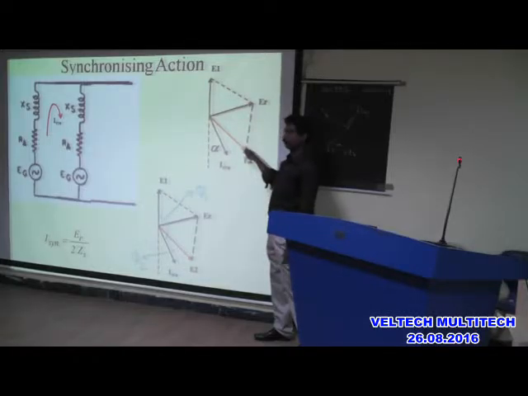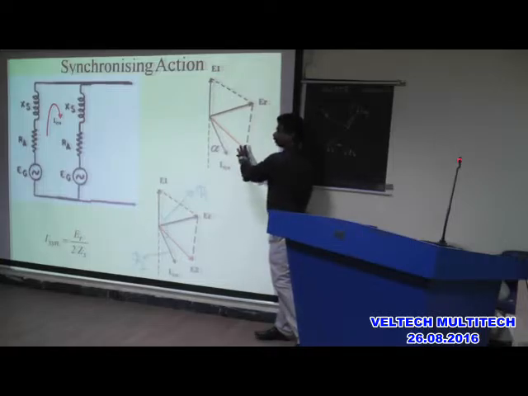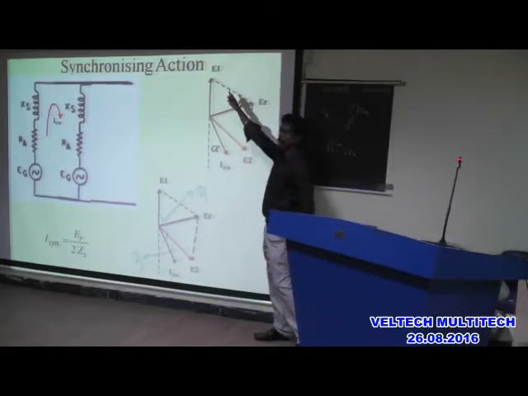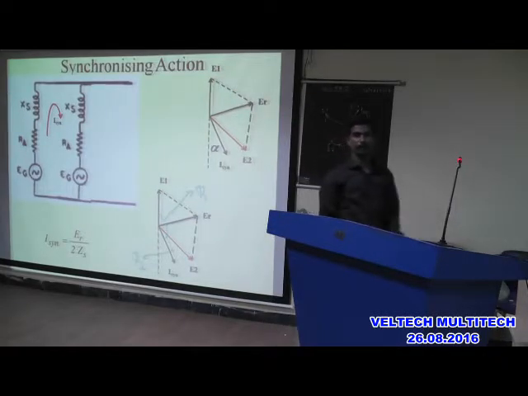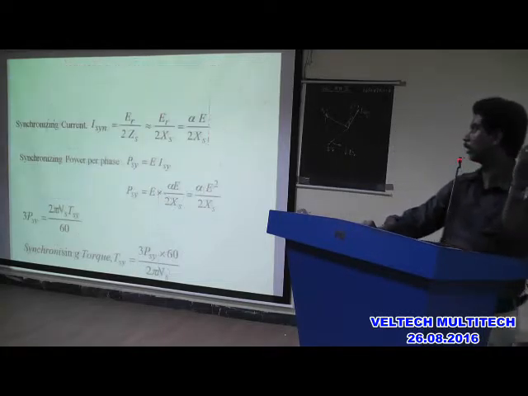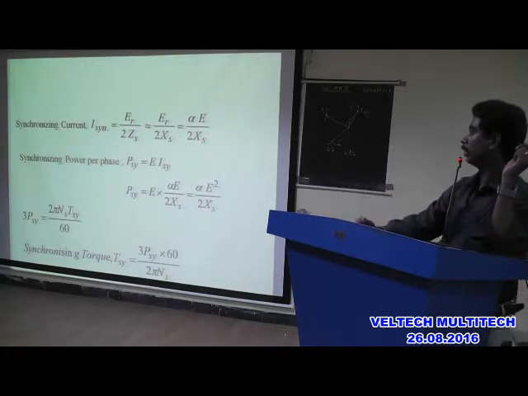Now I increase the speed of the second alternator, so this is the leading machine. The decelerating torque acts on the second machine, and the accelerating torque acts on the first machine. This is called synchronizing action. Now you know the expression for synchronizing power and synchronizing torque.